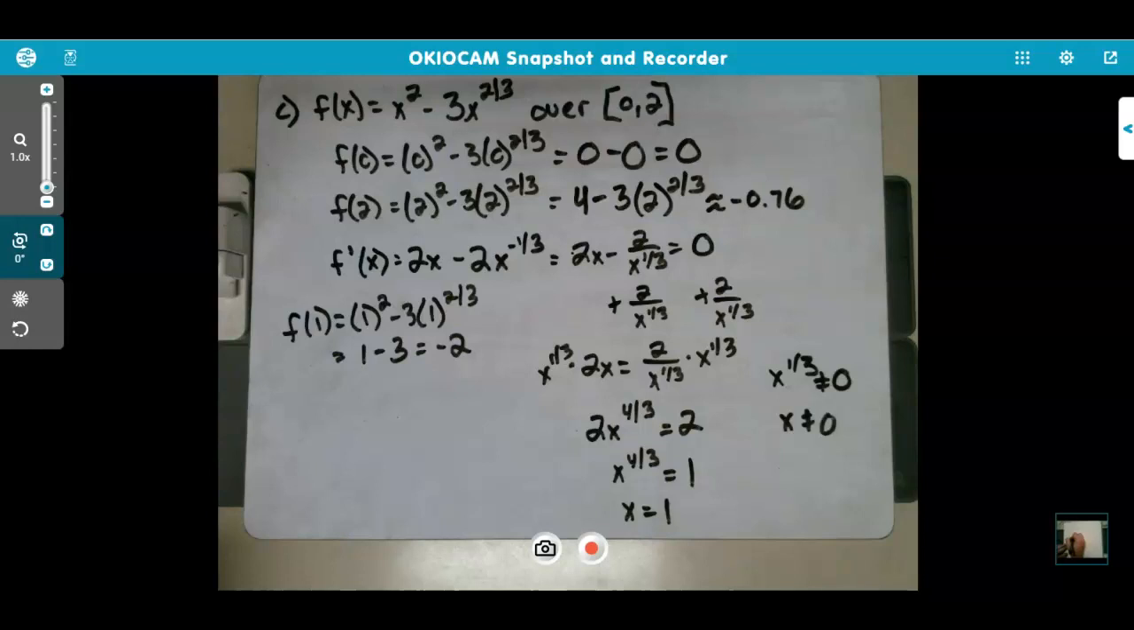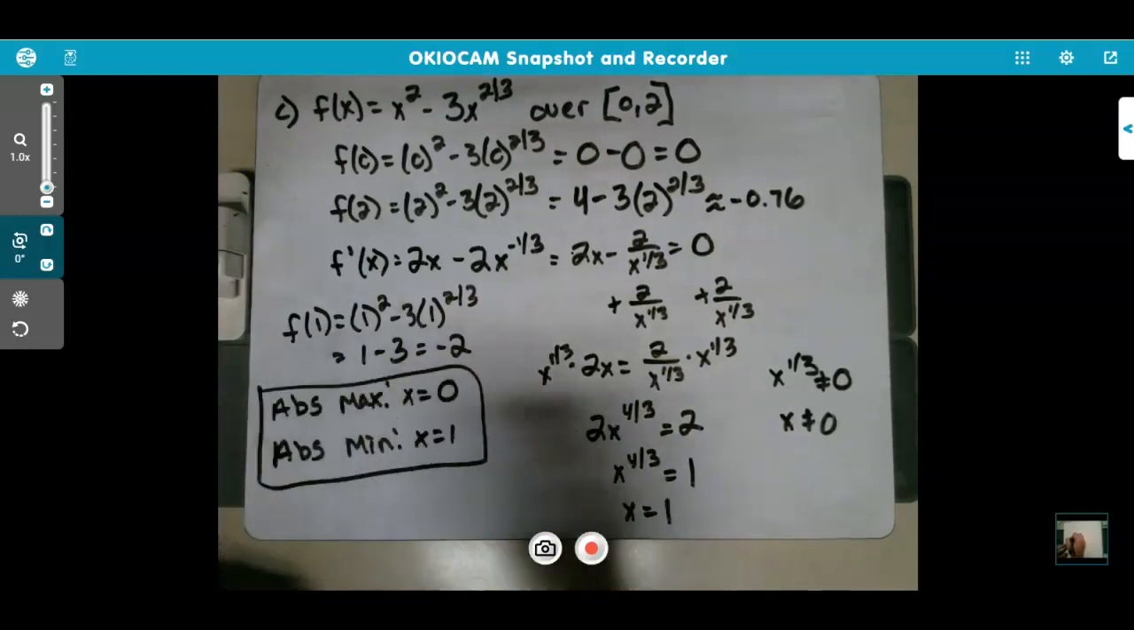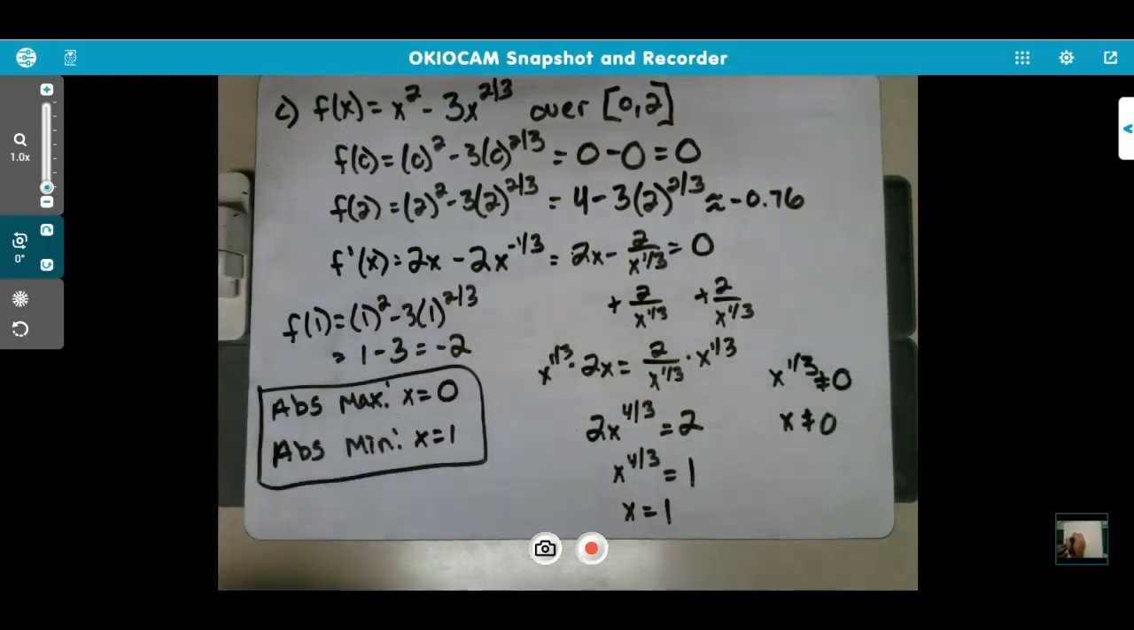So when I look at this and I find the absolute maximum, the largest one that I found: 0, negative 0.76, and negative 2. So the largest one would be 0. So that happens at x is equal to 0. And the absolute minimum, the smallest one of these, is the negative 2. So x equals 1. We are going to use this skill a lot whenever we draw graphs in section 4.7, I think it is. We're going to use this a lot. So let me know if any of that does not make sense.